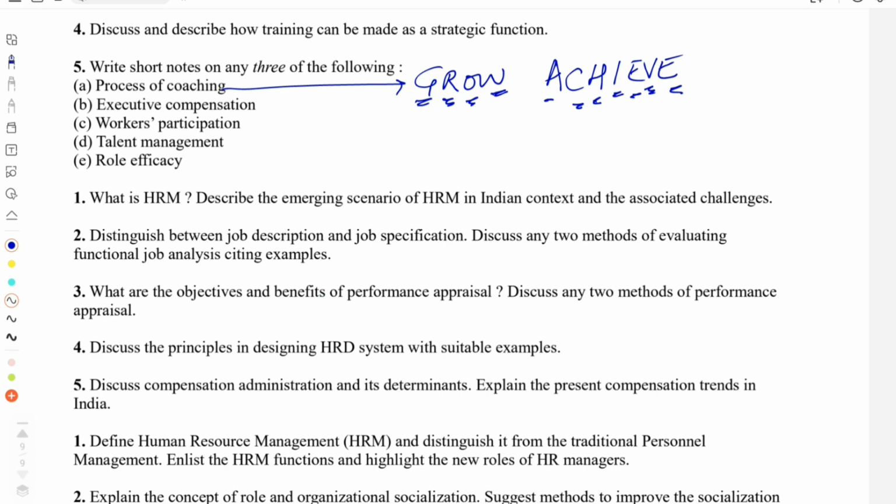So those are the few reasons why we go for talent management. The next one is role efficiency. Okay, so what is role efficiency? It is the potential effectiveness of an individual who is occupying a particular role in the organization. Okay, so there are three major concepts in role efficiency.